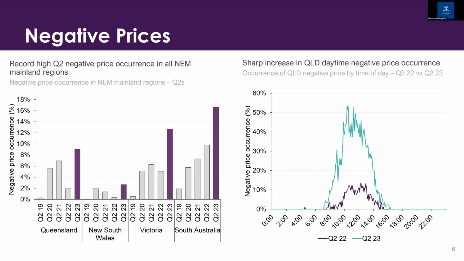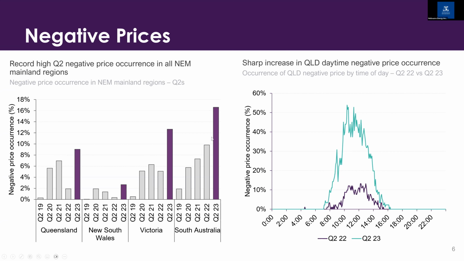I'll delve into the reasons for that as we go along, but some of the reasons are just lower daytime demand and higher VRE from both wind and grid scale solar, which often bid into the market at negative prices. Across the mainland NEM, we can see South Australia had the highest incidence of negative prices, around 17% of the time. And Victoria is quite high as well, 13%. But we also saw a large increase in Queensland, going from around 2% of the time to 9%.